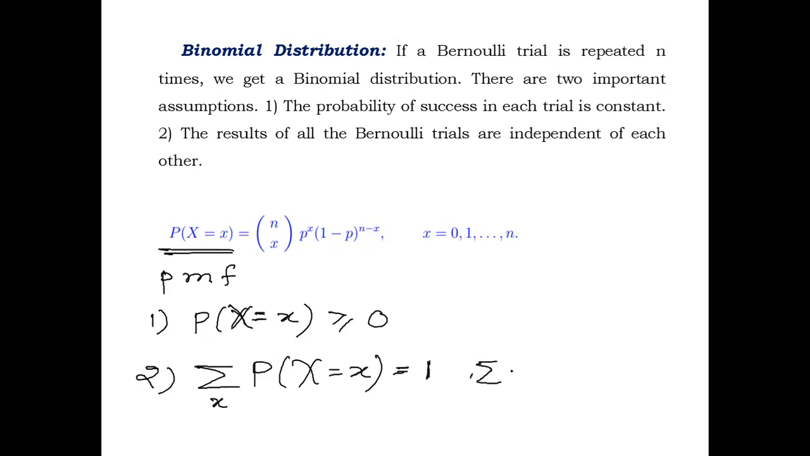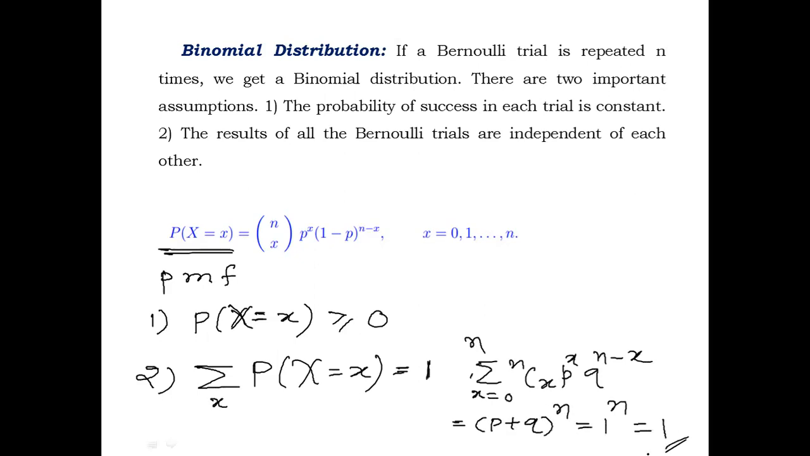Here also, the summation of nCx p to the power x q to the power n minus x from 0 to n is nothing but the binomial expansion, actually, (p plus q) to the power n, and that is 1 to the power n, which is equal to 1.